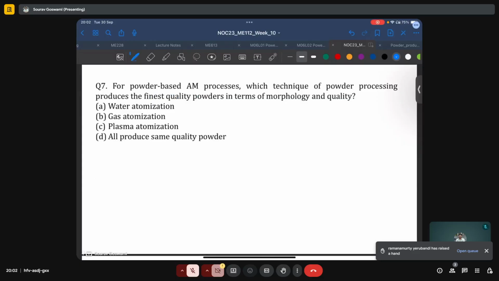Question 7 is asking us, for powder-based AM processes, which technique of powder processing produces the finest quality powders in terms of morphology and quality? Even though this is not something which was discussed in the lectures, we just take a minute to discuss the aspects of the powders generated by these various techniques. Typically, we just take the powder feedstock as an input quantity, which we do not really control and just buy from the manufacturer. But knowing the various types of manufacturing methods can allow us to exercise finer control over its features.